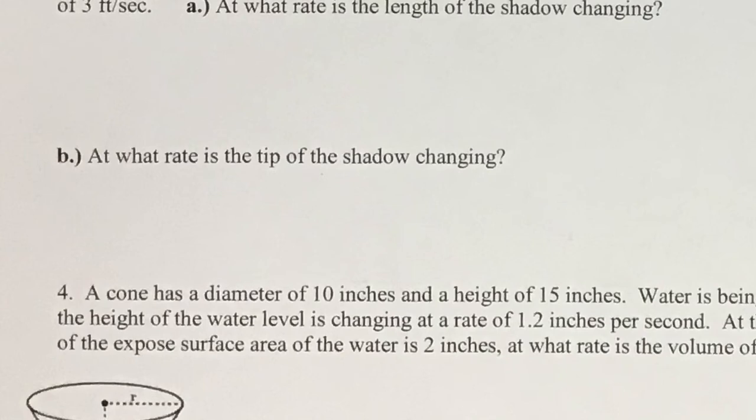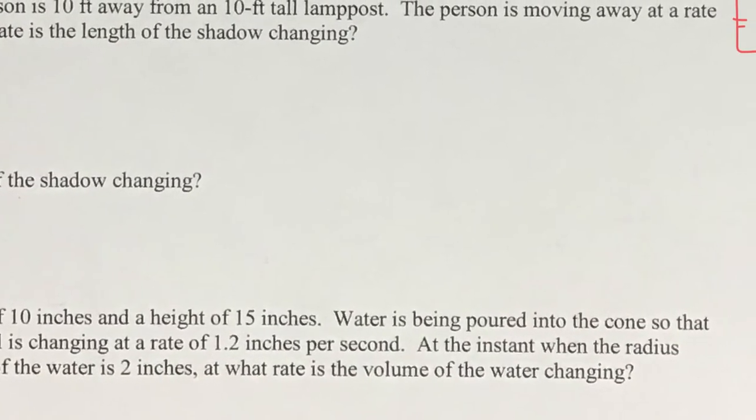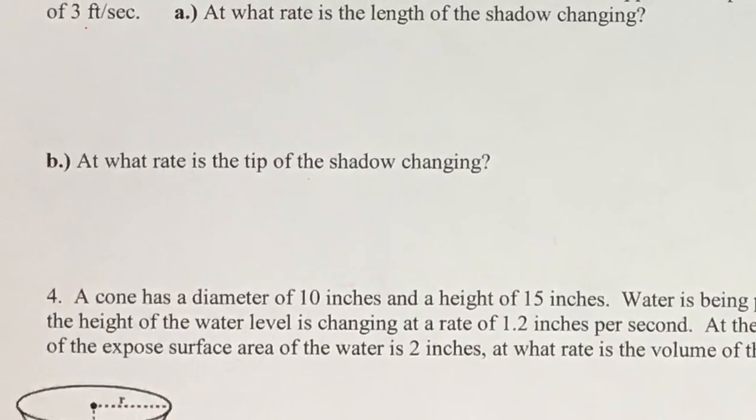Okay, suppose a 6-foot tall person is 10 feet away from a 10-foot tall lamppost. All right. The person is moving away at a rate of 3 feet per second. So here's our rate, the rate of something. So let's draw ourselves a nice picture.